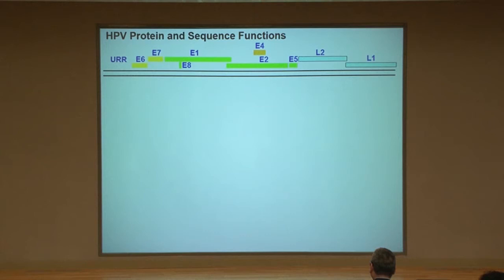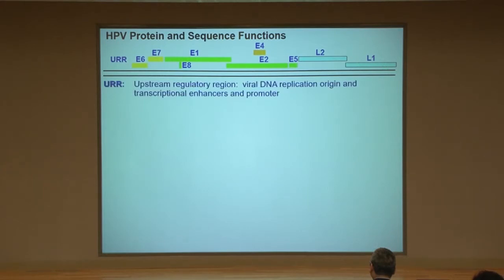So let me just say a few words about this virus. Genome organization: this is a linear map of the circular genome. All the transcription goes in one direction. There are very few genes. The early genes are mainly devoted to maintaining the viral DNA and amplification. Late genes code for capsid protein. And this is a non-coding region called the upstream regulatory region. It contains the DNA replication origin, as well as the transcription promoter and enhancer.